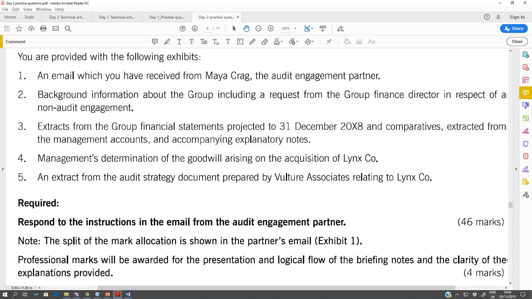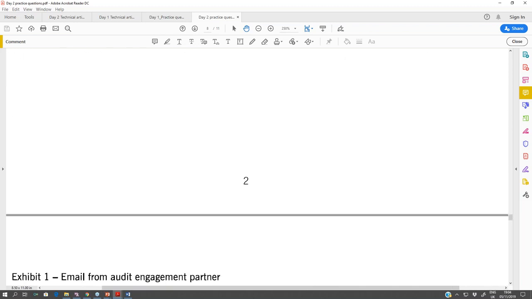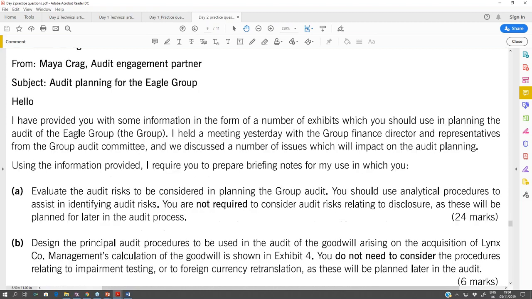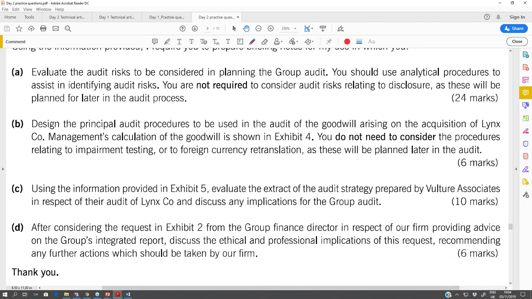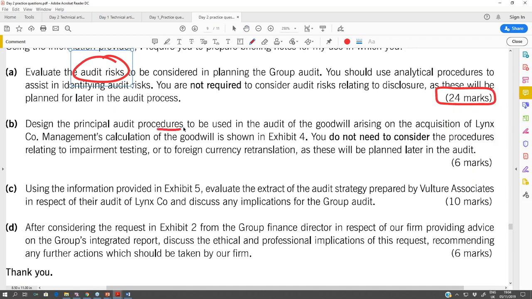Okay, you go down this question and you read this email. The first 24 marks are allocated to audit risk. So audit risk has 24 marks. Again, that's a core area. Then in the second part, B, we need to make procedures, and the procedures are worth 6 marks. So 30 marks are allocated to the core areas.